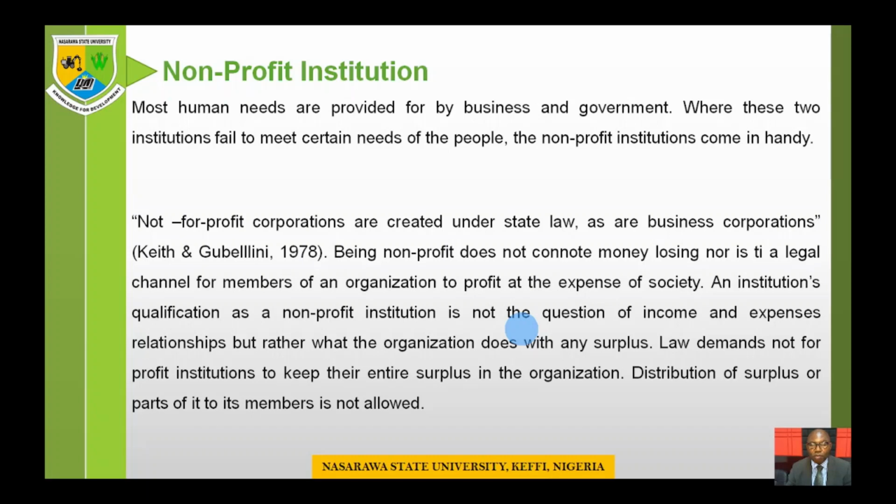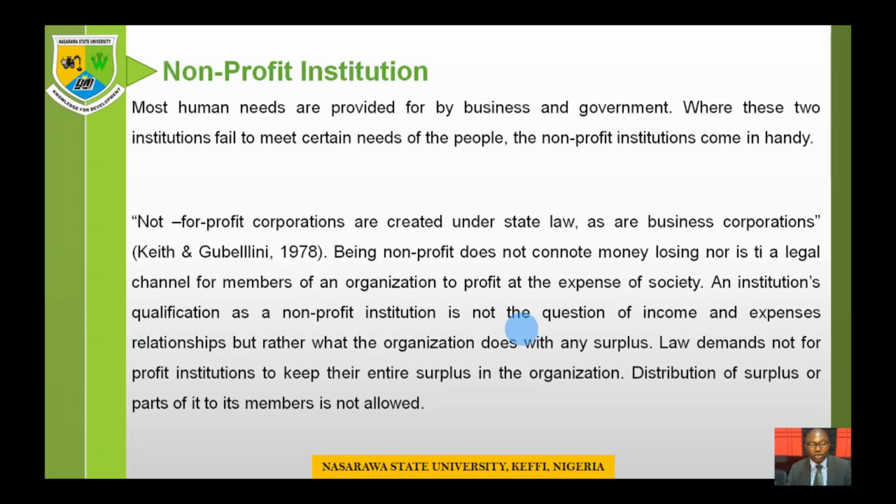Being non-profit does not connote money losing, nor is it a legal channel for members of an organization to profit at the expense of society. In essence, what this is saying is that because it is a non-profit institution does not mean that anyone employed there can enrich themselves or take the money that is meant for projects for personal use.